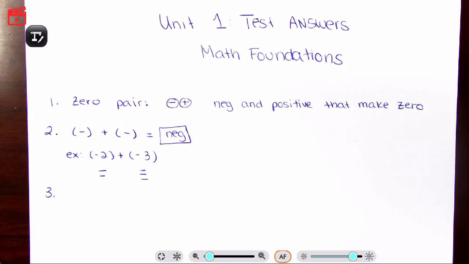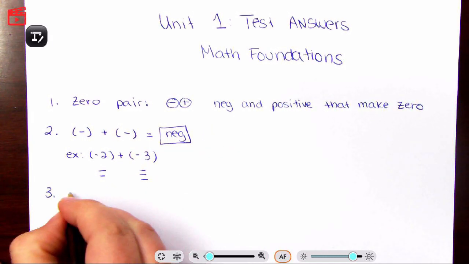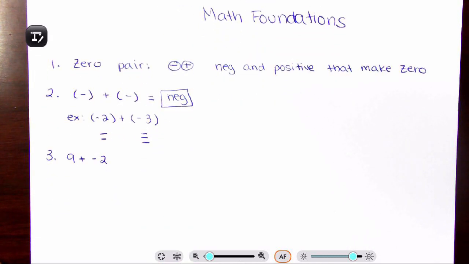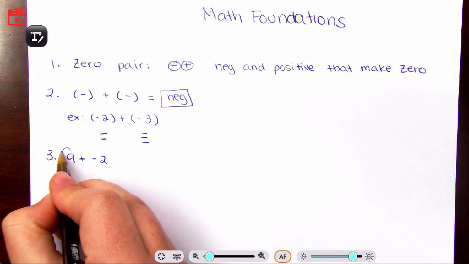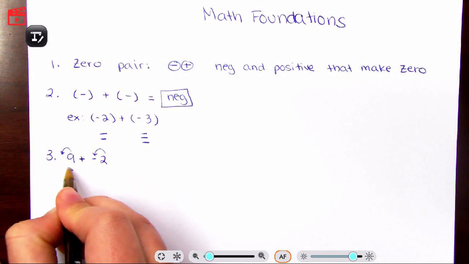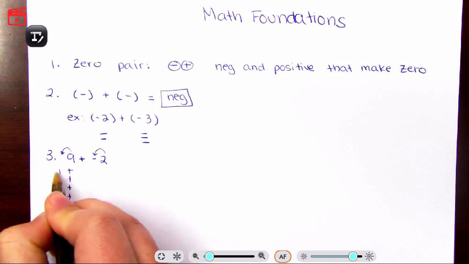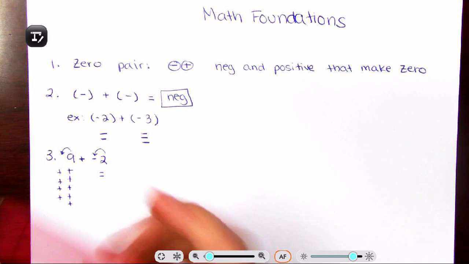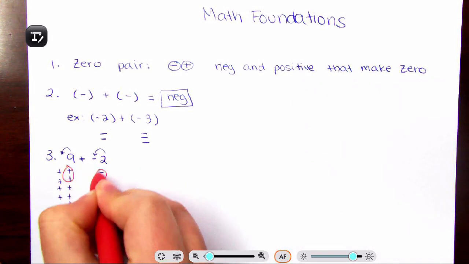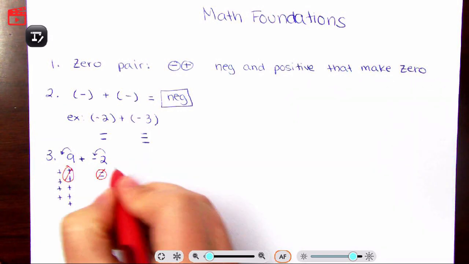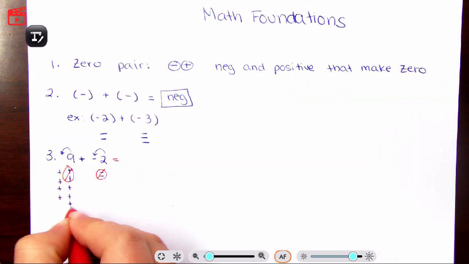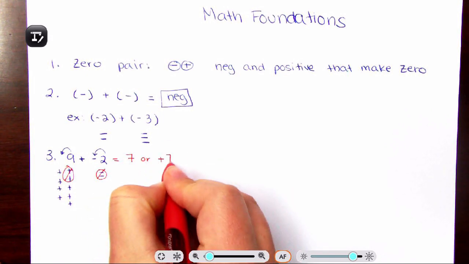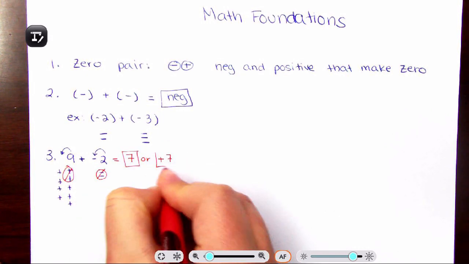Question number 3 is saying 9 plus negative 2. And what is the answer? So we're now trying to evaluate or solve these. So I have 9 pluses, 1, 2, 3, 4, 5, 6, 7, 8, 9, and I have 2 minuses. That means I will have zero pairs. There's 2 pluses, 2 minuses. Those cancel out. What am I left over with? I'm left over with 1, 2, 3, 4, 5, 6, 7 pluses. You can write 7, or you could have written plus 7. One or the other is fine.